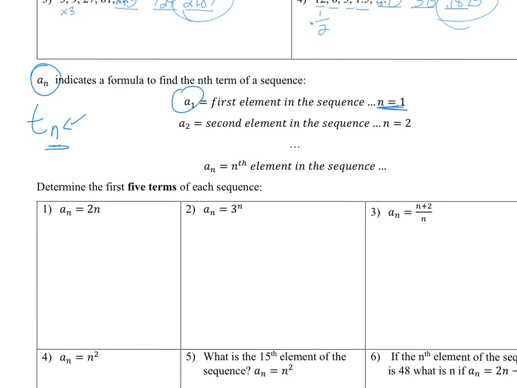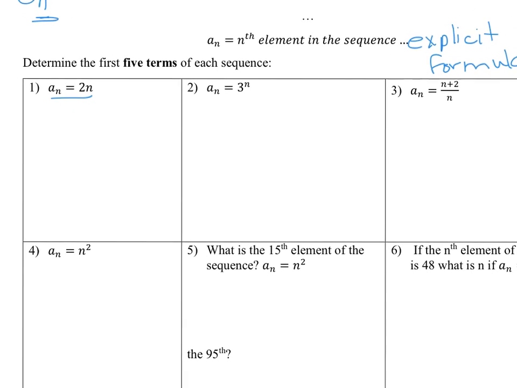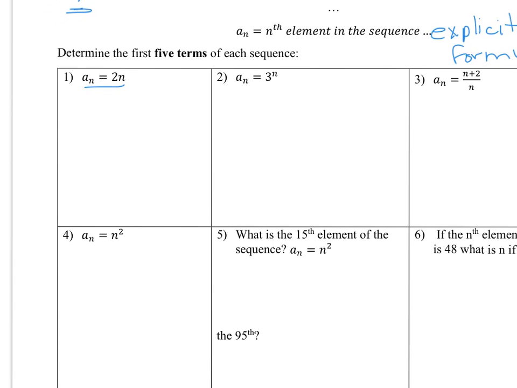And oftentimes they'll give it to you, like in this example here. They'll give you the nth element. It's called the explicit formula. When they put it in terms of n, they're giving you the explicit formula. So all you have to do is, when you want to know what n is, here they want the first 5 terms, but if they want the 27th term, you would just plug in 27 for n. So for example, they're asking for the first 5 terms here.